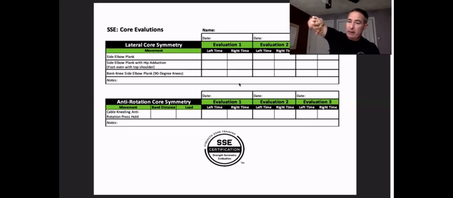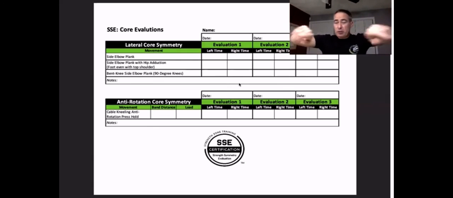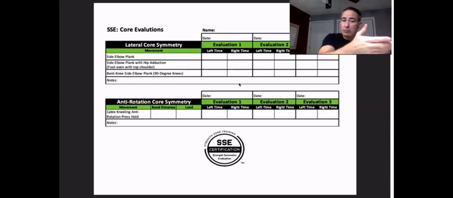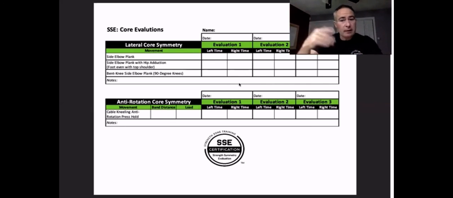So if this is my right foot and I'm facing you, this is the top ridge of my right foot. It should be even with my top shoulder. And that way, you're going to match that on both sides. And of course, you want to make sure they keep good alignment. So all you do is just record how much time they were able to maintain perfect alignment on the left side, and then on the right side, and you compare.